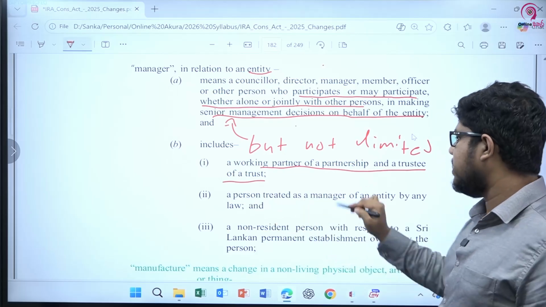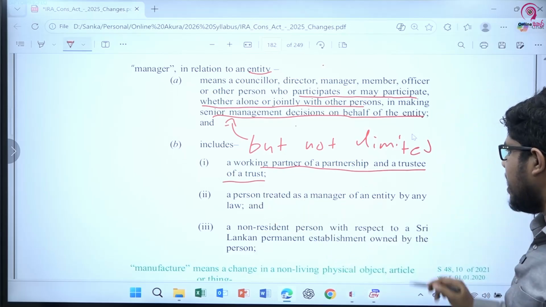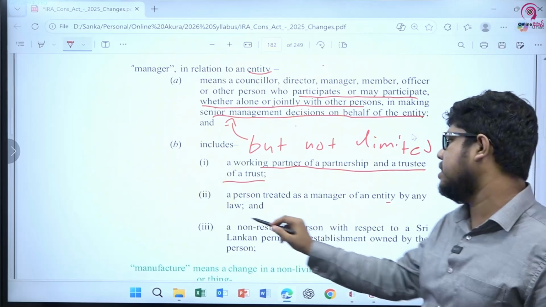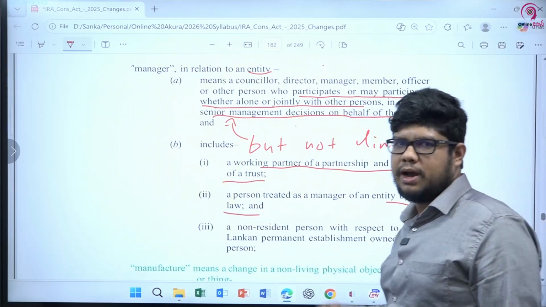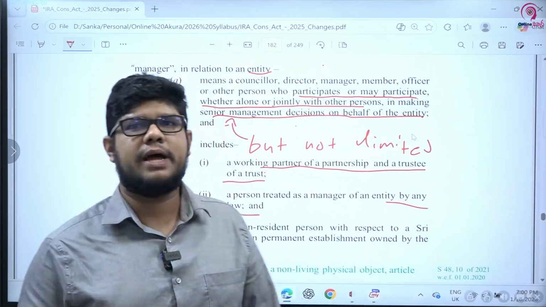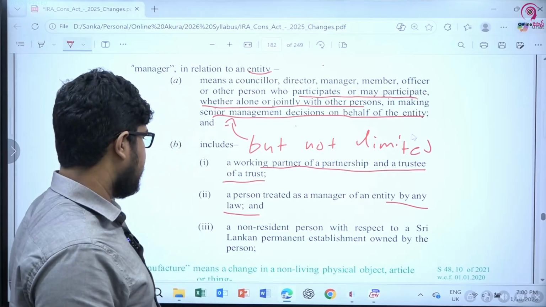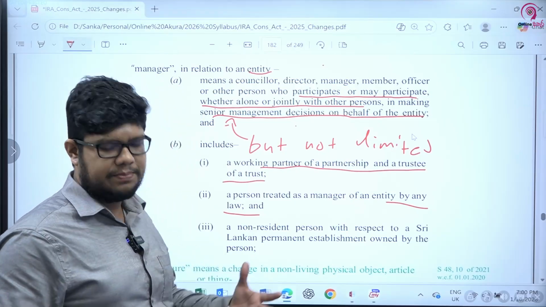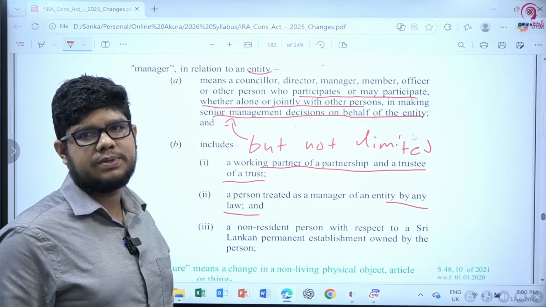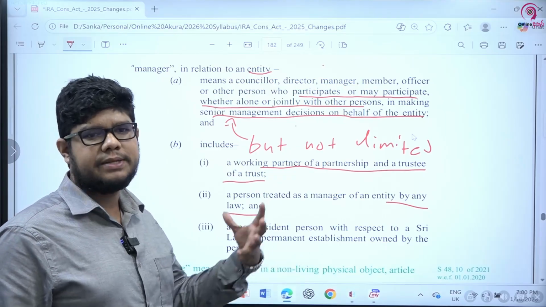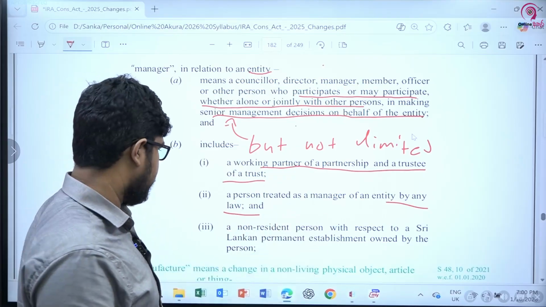A person treated as a manager of an entity by any law. If any law treats a person as a manager, then that person becomes a manager. If that person becomes a manager, that person is treated as being in employment, right?